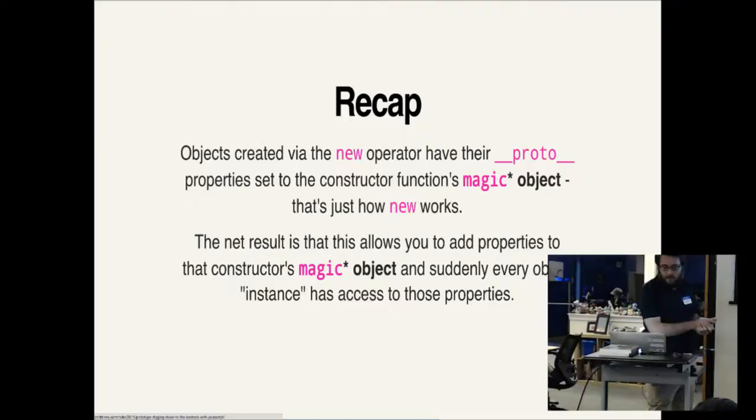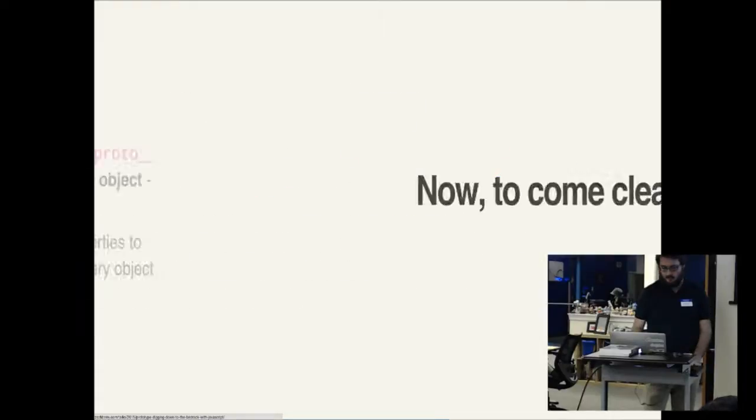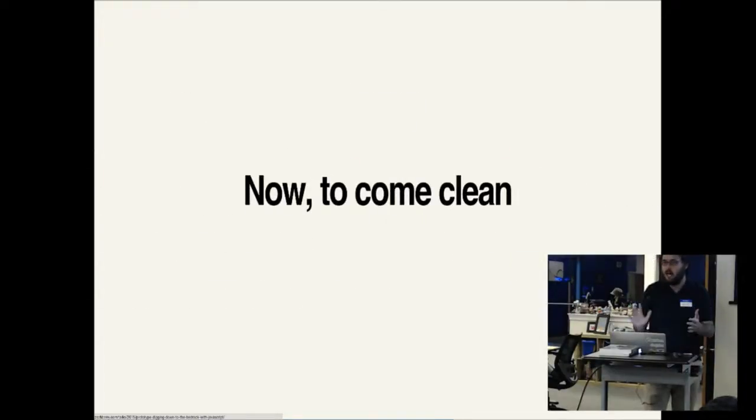So to recap, when we use the new operator, we set that proto property to the constructor function's magic object, and that's just what new does. The net result is that you can add properties to that magic object, and now all of a sudden all your instances are able to access it. Okay, so now I'm going to explain the magic thing.